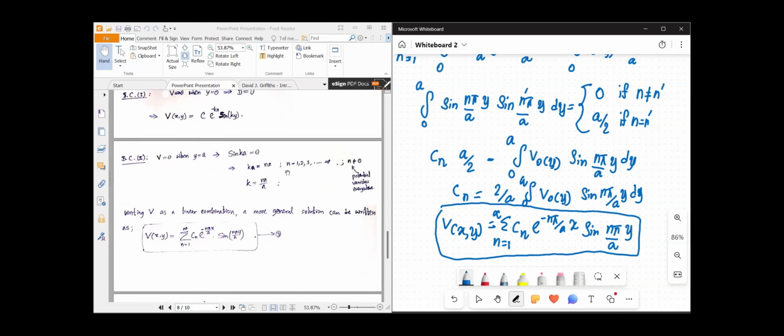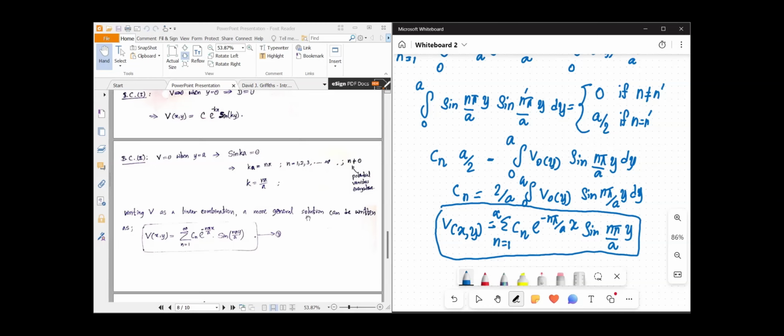After this point, we observe the potential is going to be dependent on n, and n is going from 1 all the way to infinity, and it's not going to be equal to 0, because if we consider n to be 0, then all of this potential and this geometry is going to vanish. So n will only go from 1 to infinity.